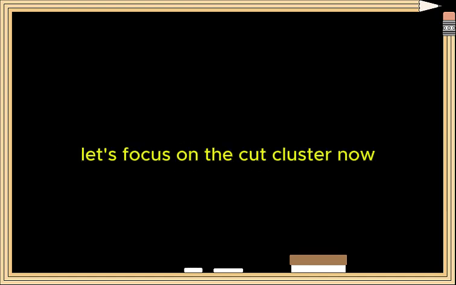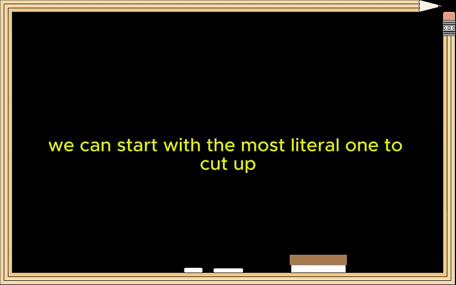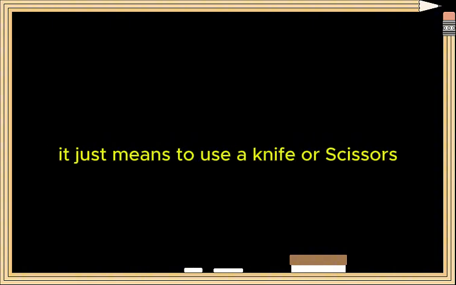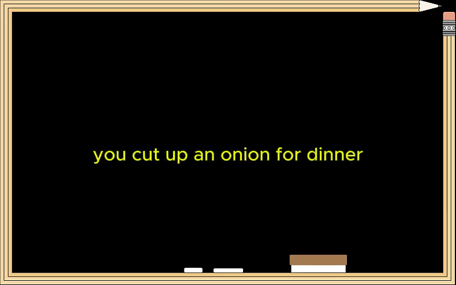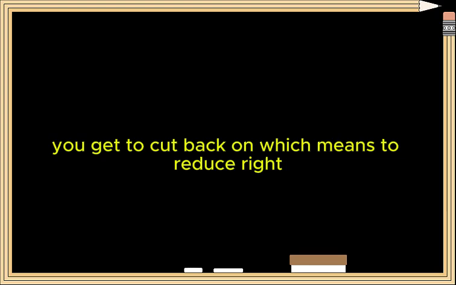Okay, let's focus on the cut cluster now, which is all about changing size and aptitude. We can start with the most literal one, to cut up. To cut up is very straightforward. It just means to use a knife or scissors to cut something into smaller pieces. You cut up an onion for dinner. You cut up paper for a collage. Very physical. But if you add the particle back, you get to cut back on, which means to reduce.